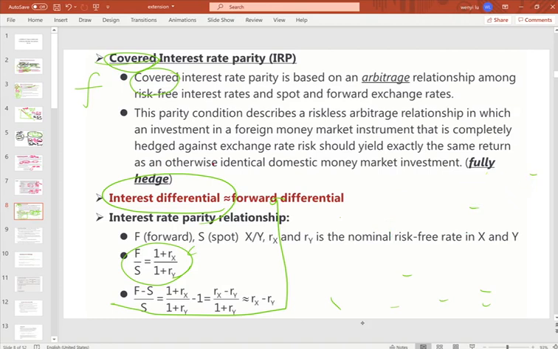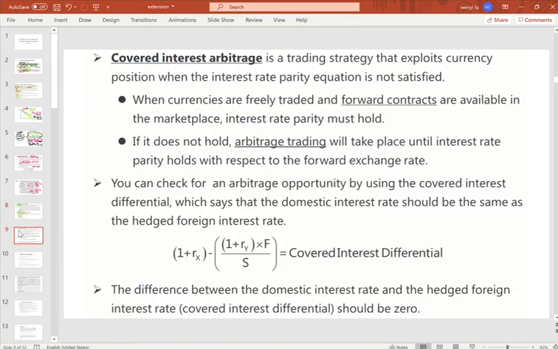So you should know how this works out. If you have the interest rates offered in the two countries, how can we determine the forward rate? You can use this equation to solve it. That is covered interest rate parity. Sometimes the covered interest rate parity condition will not always hold in a real market. In that case, covered interest rate arbitrage opportunities will emerge.